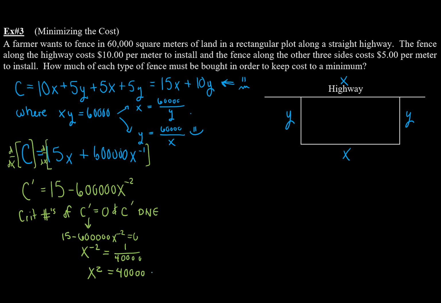And then if I take the square root, I see that x is equal to plus or minus 200, but we're talking about positive values. So x equals 200 is going to be my critical number. If I look at where c prime does not exist, that happens, again, if you look at it, it's this little pesky guy right here. You've got that negative 600,000 divided by x squared. That means that x cannot be 0. Okay, so x equals 0 is going to be a critical number as well.